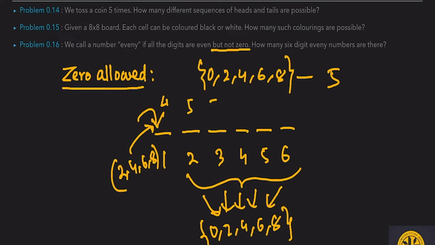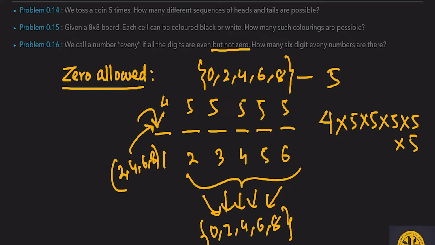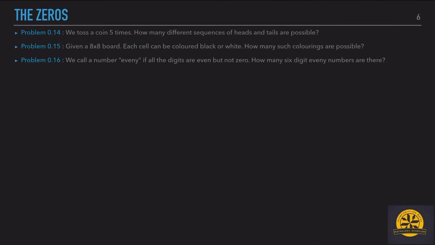So the first place has 4 choices. Place 2 has 5. Place 3 has 5. Place 4 has 5. Place 5 has 5. Place 6 has 5 choices. And the choices are independent. So we multiply all of the possible choices and we get 4 times 5 to the power 5 as our answer. So this was a slight variant of problem 0.16. Well, that was all about the previous problem.